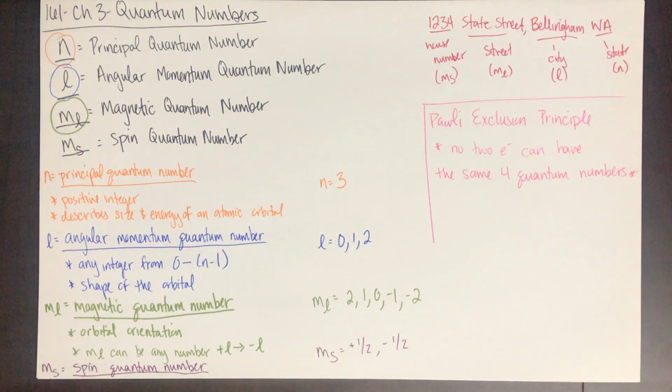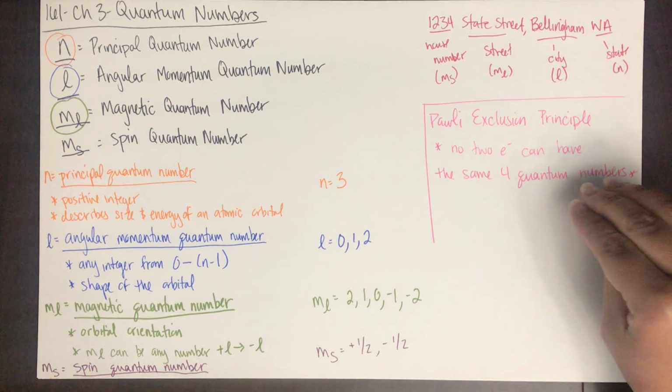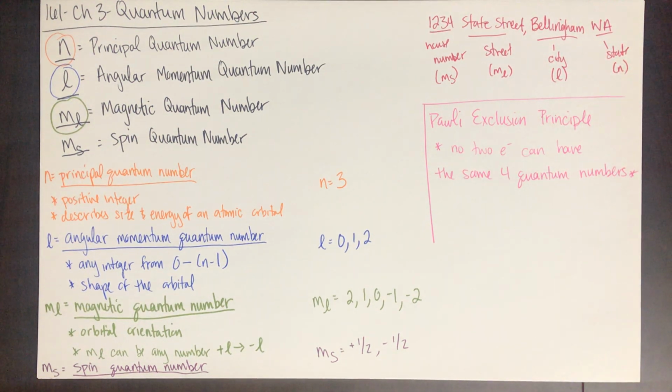So this is kind of like what I was saying before. Just like no 2 houses can have the exact same mailing address, no 2 electrons can have the same 4 quantum numbers. Okay, I am going to make another video with some examples of this, and then we'll move on.